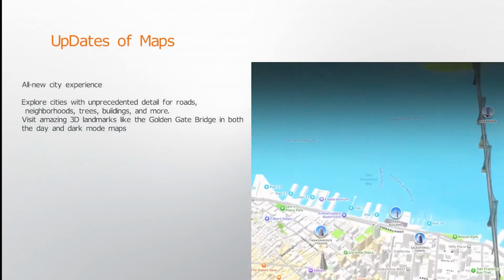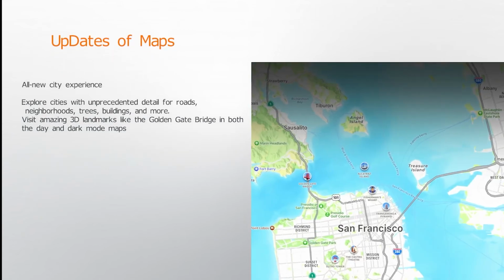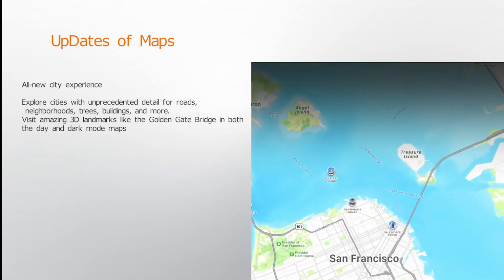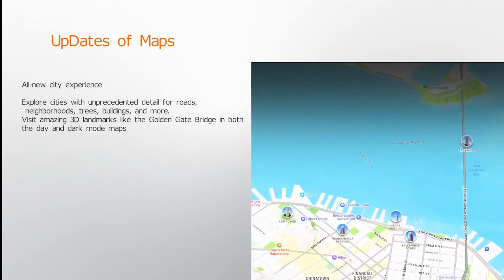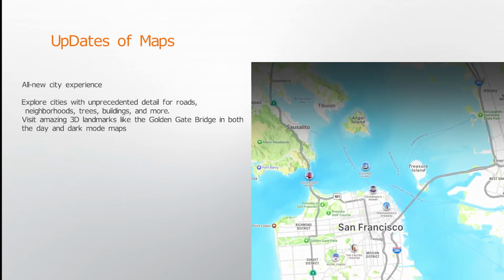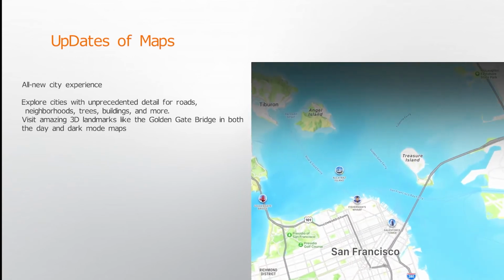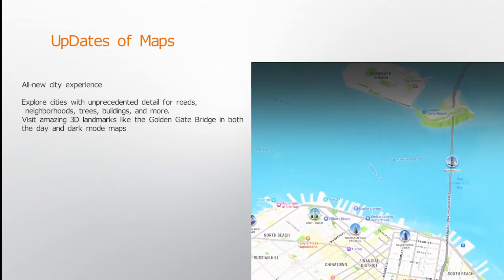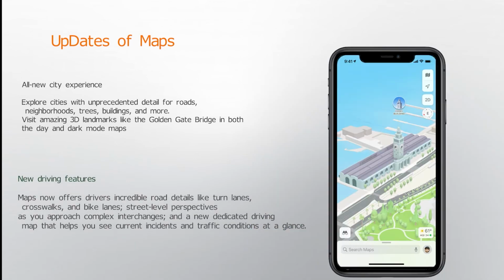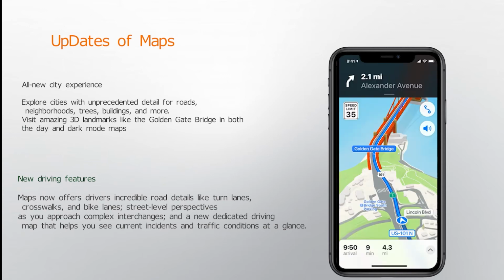Maps are now different with this cool update. This is called the All New City Experience. I think cities now have a 3D look in Maps. New driving features. Maps now offers drivers incredible road details like turn lanes, crosswalks, and bike lanes, street-level perspectives as you approach complex interchanges, and a new dedicated driving map that helps you see current incidents and traffic conditions at a glance.